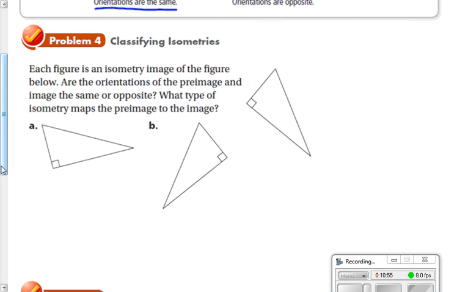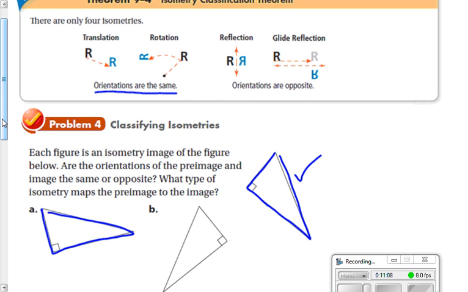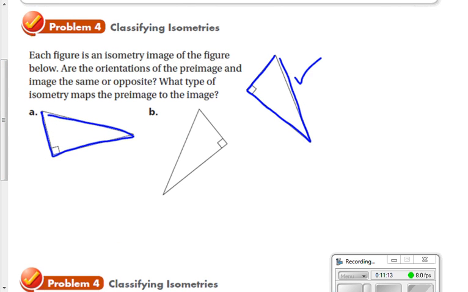So here's my pre-image right here. And if you look at A, notice that the direction is the same, which means the orientations are the same, so it's either a translation or rotation. And since it's twisted a little, we're going to say that this is a rotation. And the second one, if you look closely there, you can see that the orientation has changed, which means it's either a reflection or a glide reflection.